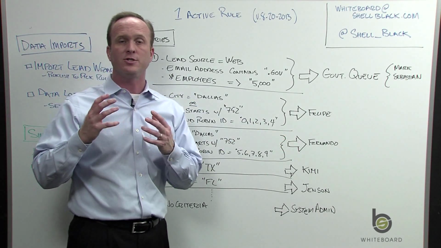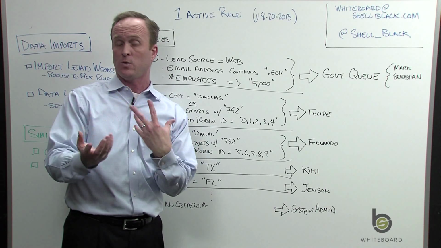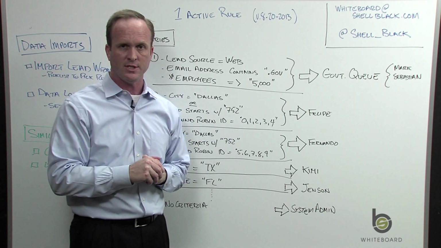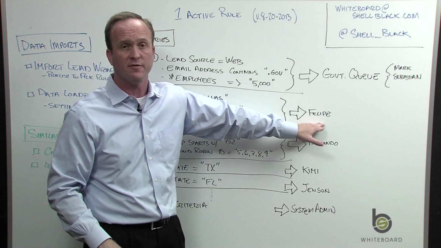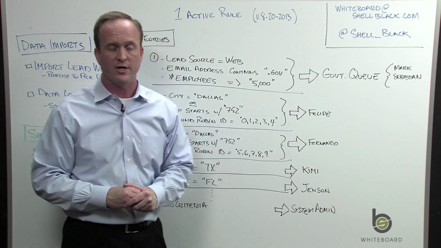And so I want to make sure that there's equal opportunity, or equal likelihood, that they're going to get an equal share of leads. So if I have 10 leads come into the system that are from the city of Dallas, I want to make sure Felipe gets 5 and Fernando gets 5. So it's even, fair chance.